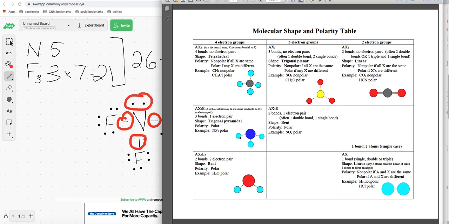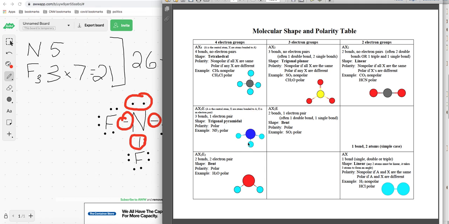If I were you, I would take this and draw an electron pair, just 2 little dots above the dark blue center atom here. And that will remind you that this is what you have if you have an electron pair here. And so that shape is called trigonal pyramidal. And for polarity, we don't even have to think. It's just polar. So that's nice. And the example NF3 is what we have.